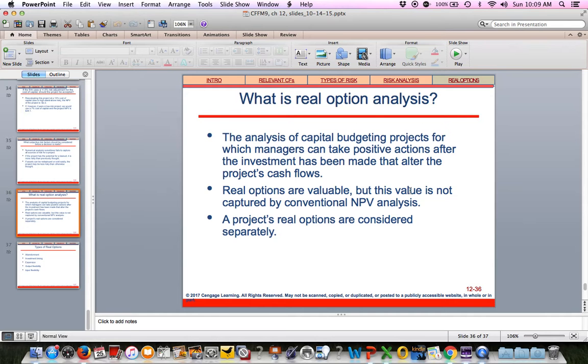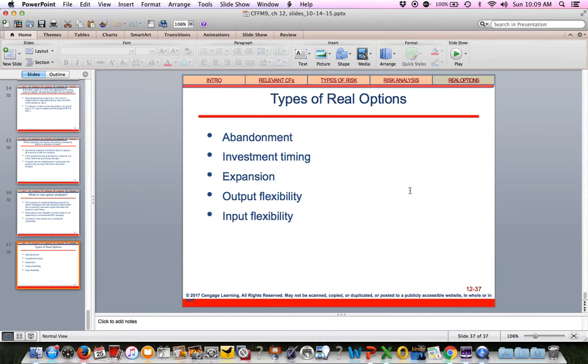Okay, real options are valuable, but this value is not captured by conventional NPV, and so real options are considered separately. So again, you could do a whole bunch of stuff based on that. Just know there are actions that management can make to try to make sure you're meeting your goal. If we had a goal to sell 100,000 units at 2 and we're underperforming, what are some of the actions that management can take to meet the goal and exceed the goal?